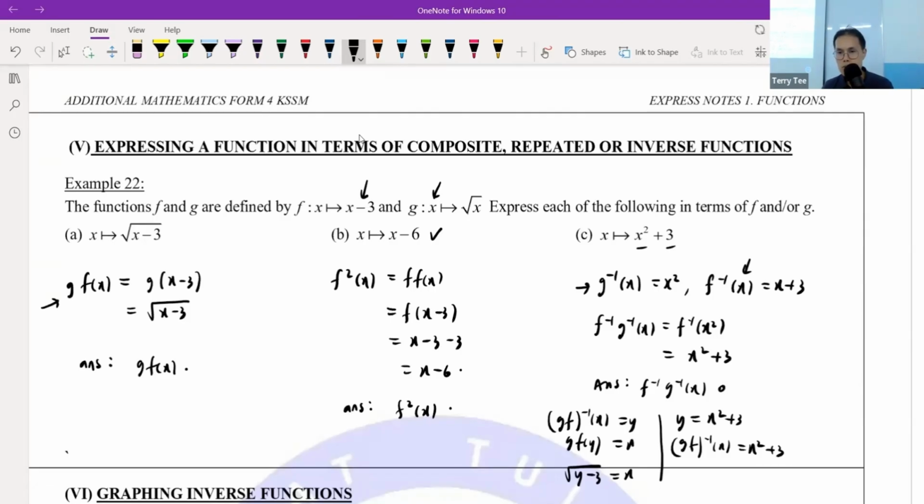So that means that there are two possibilities for the answer. It can be f inverse g inverse, or it can be (gf) inverse x. They are the same, guys. They are the same.